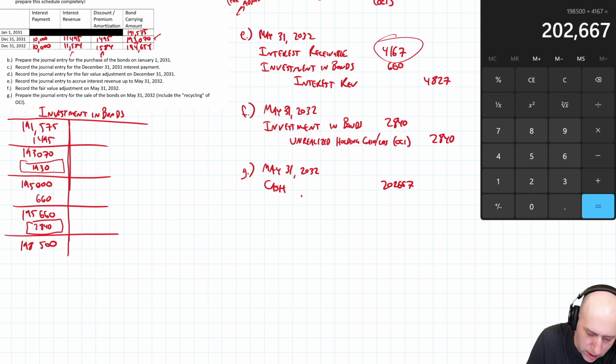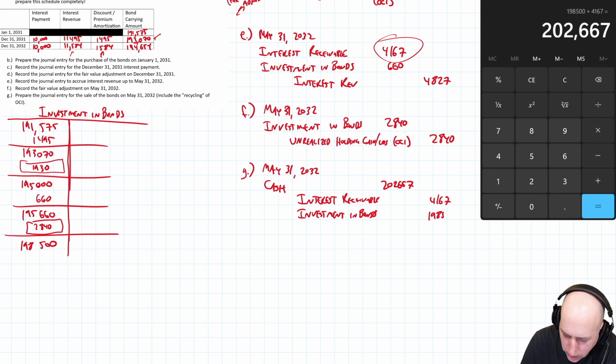I get rid of the interest receivable. It's no longer receivable. The money's been received, which was $41.67. And I get rid of my bond investment. I no longer own it. I sold it to somebody else. $198,500. So that journal entry balances, debits equals credits.